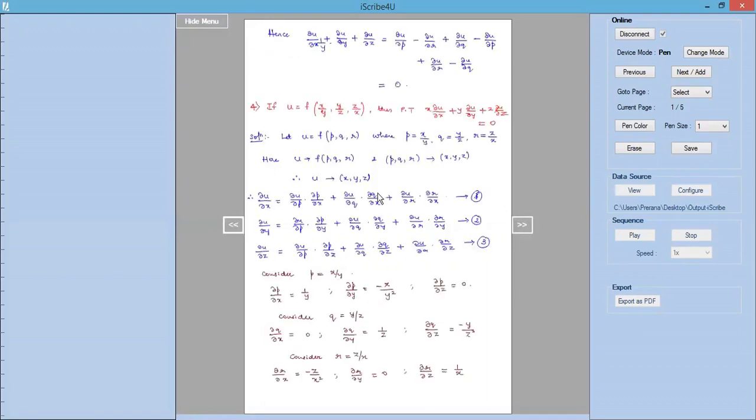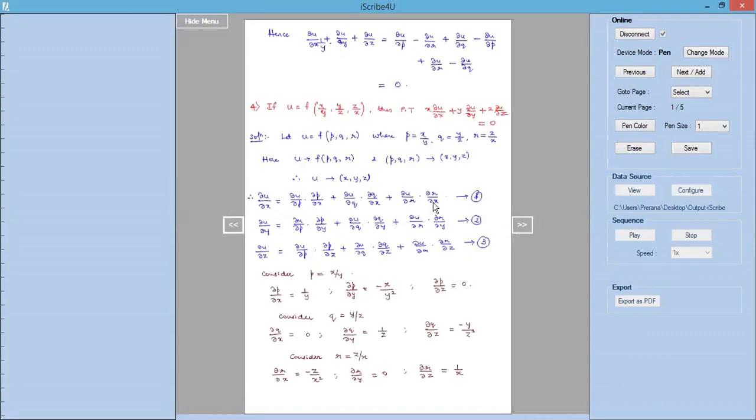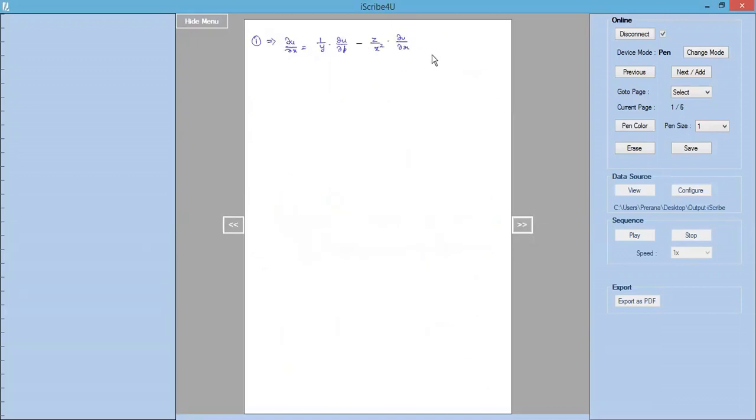Since the middle term is 0, because dou q by dou x is 0, we have the substitution for dou r by dou x as minus z by x square. So we need to write minus z by x square into dou u by dou r. So that's how we get the first equation.